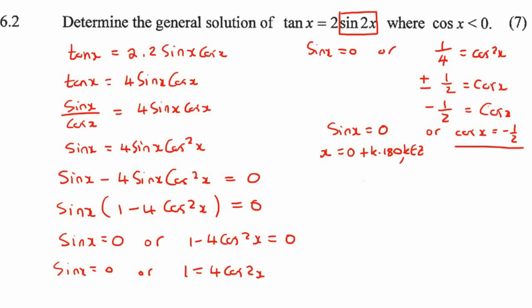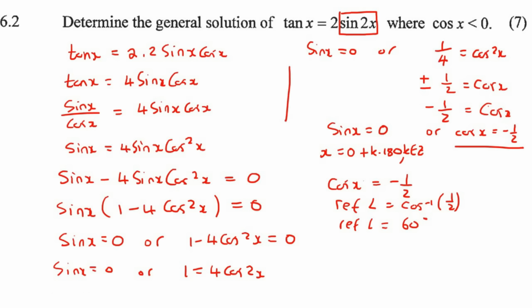Okay, now we need to go do this one. So this one says that cos x is negative a half. So we need to get our reference angle. We don't put the negative on the calculator. So we just say shift cos of a half, and that's going to give us a reference angle of 60 degrees. Now the negative tells us that we are in the quadrants where cos is negative. So that would be quadrant 2 and quadrant 3.